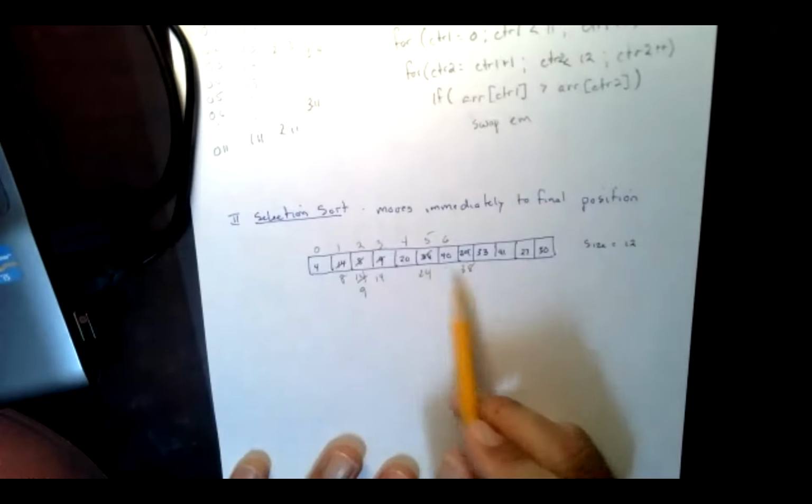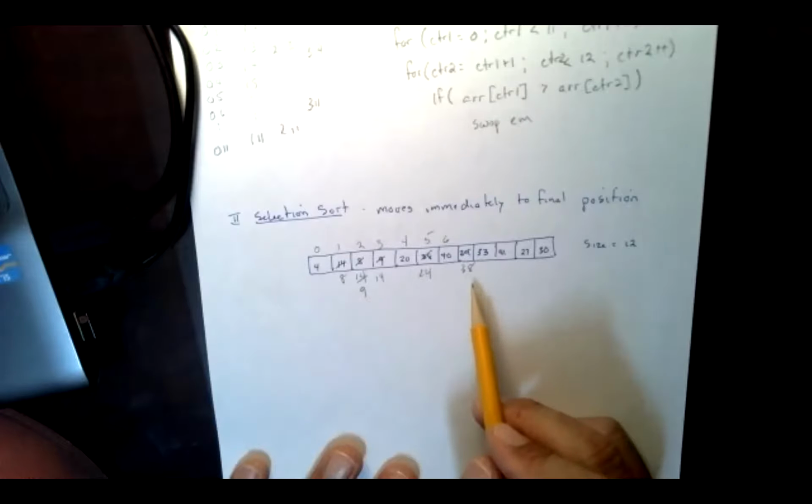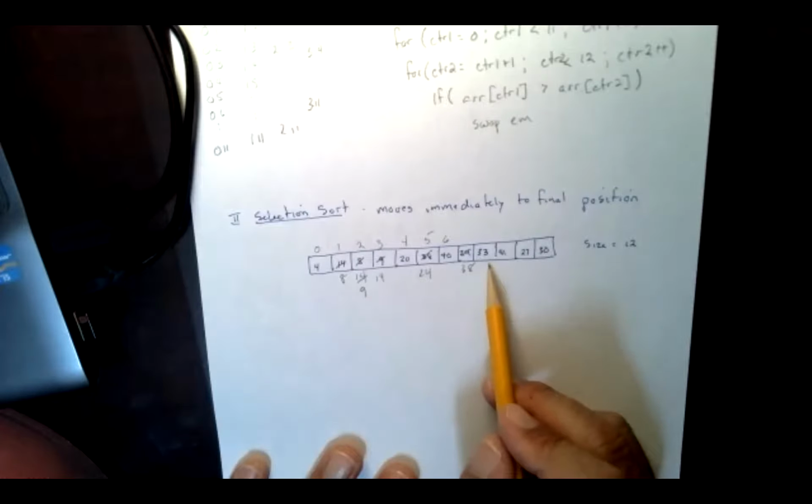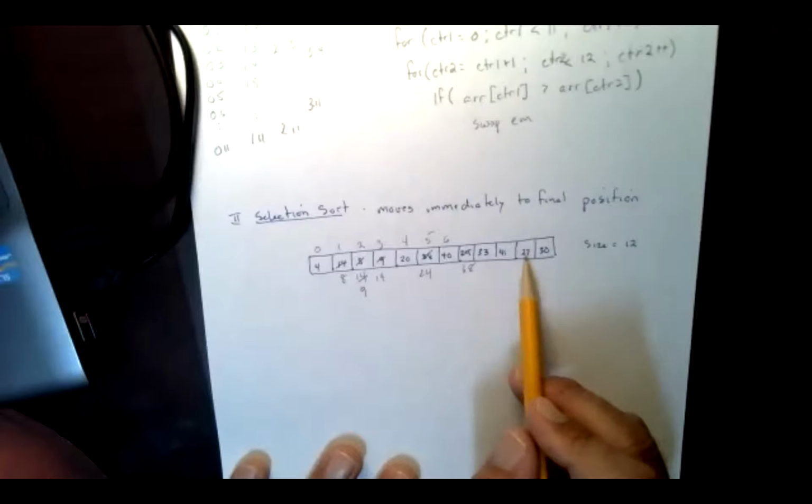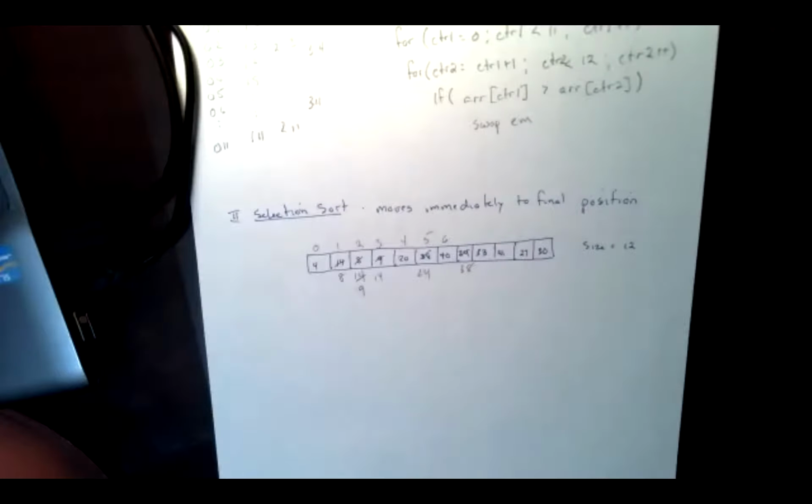Is there something smaller? Yes, 38 is smaller, but wait, 33 is smaller. So now this would be the one moved over. I keep going. Wait, 27 is smaller. So now this one is actually the one that's going to get moved over. So it's called a selection sort.